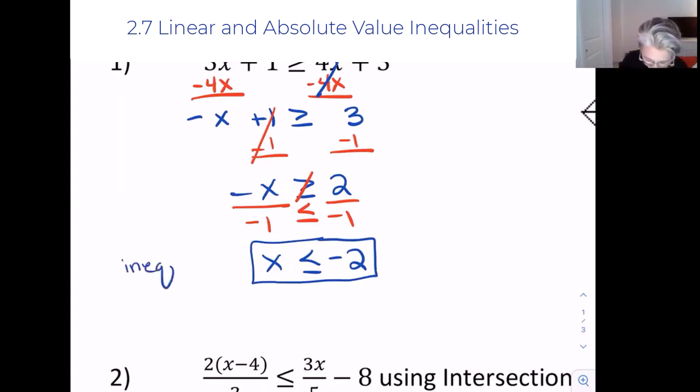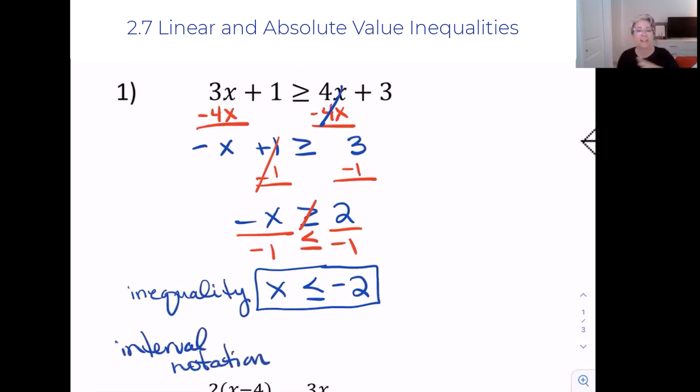Now, this answer here is the inequality. If you're asked to write it in interval notation, it includes negative 2 and everybody to the left. x is smaller than negative 2. So remember, interval notation is always left to right. So it'd be parentheses, negative infinity, all the way to negative 2 with negative 2 included.